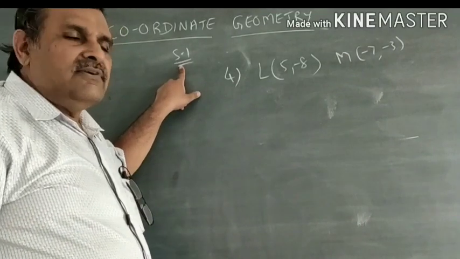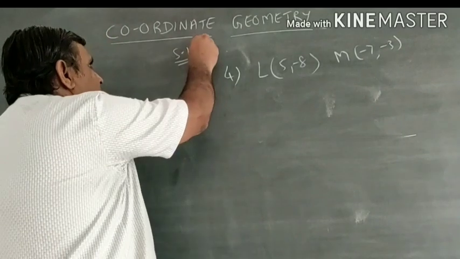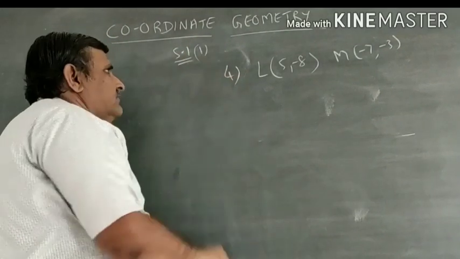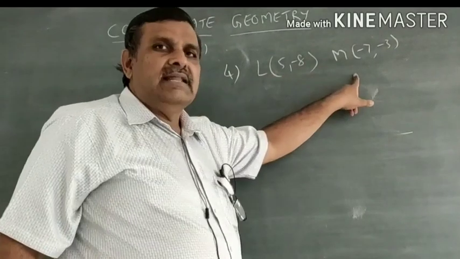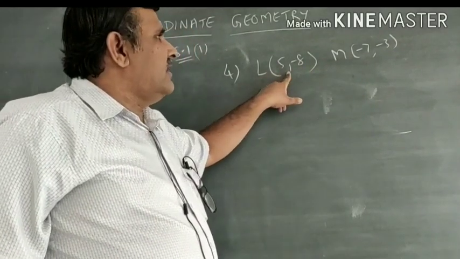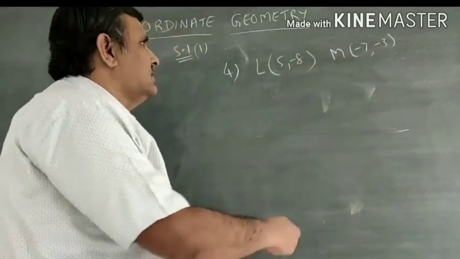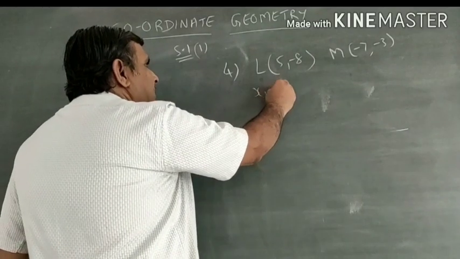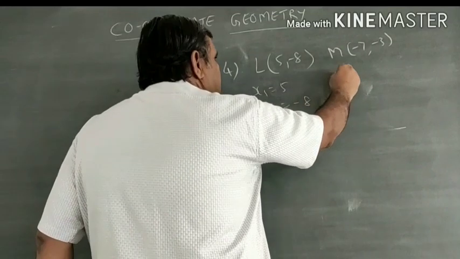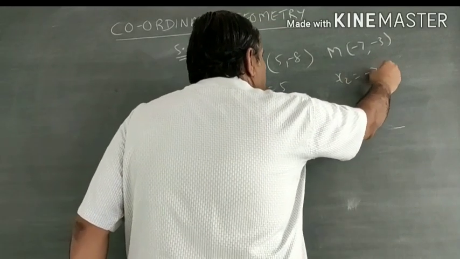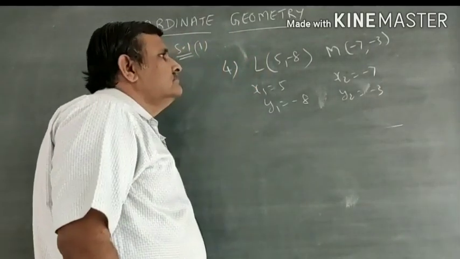We are doing problem set 5.1. Question number 1, fourth sum. Question number 1, fourth sum we are doing. Now here see, our question is to find the distance between the points L and M. Coordinates of L are given 5, minus 8 and coordinates of M are given minus 7, minus 3. Here we shall take x1 is equal to 5, y1 is equal to minus 8, x2 is equal to minus 7, y2 is equal to minus 3.